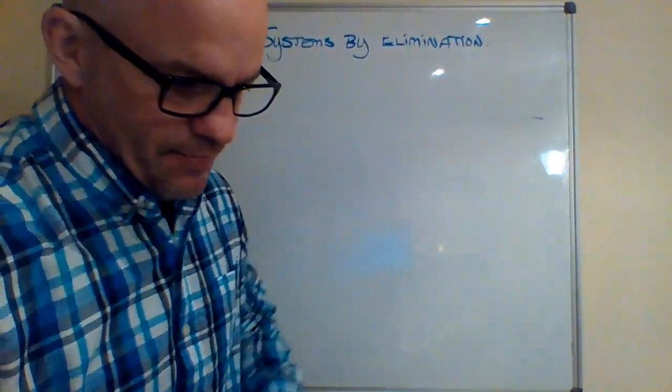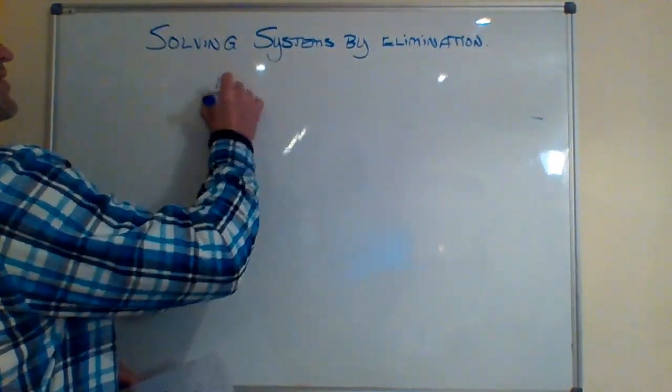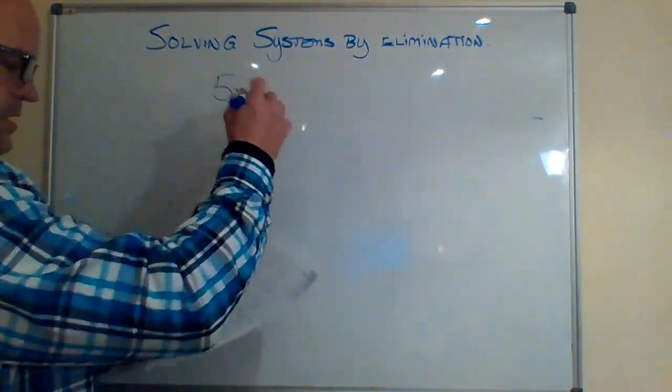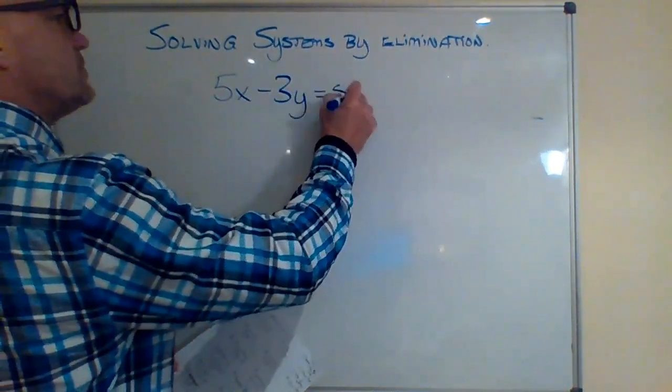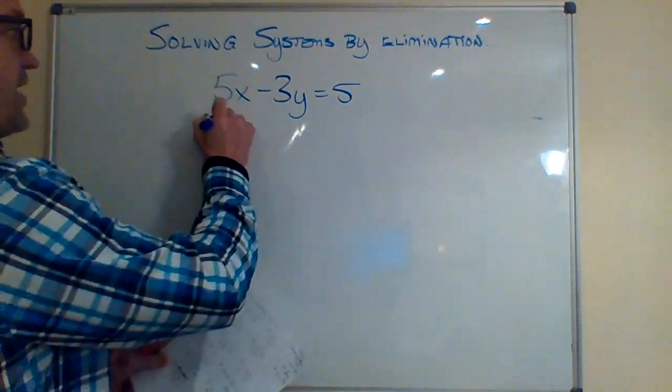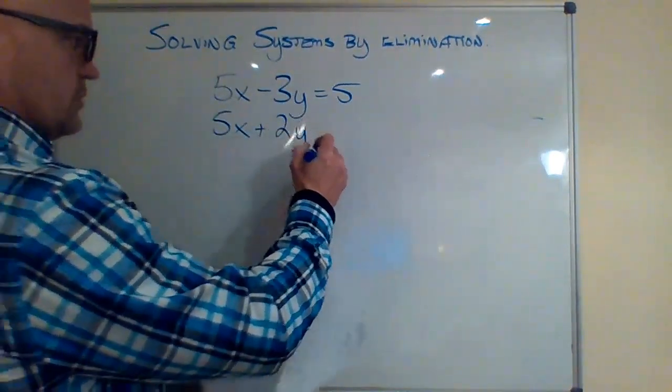So the second example I have is going to be 5x minus 3y equals 5, and 5x plus 2y equals negative 20.